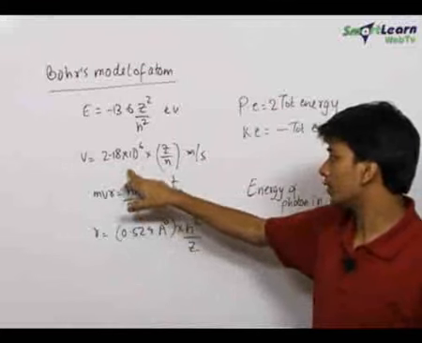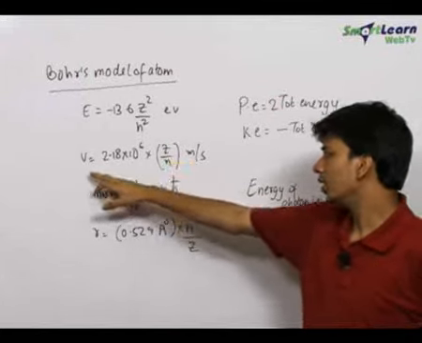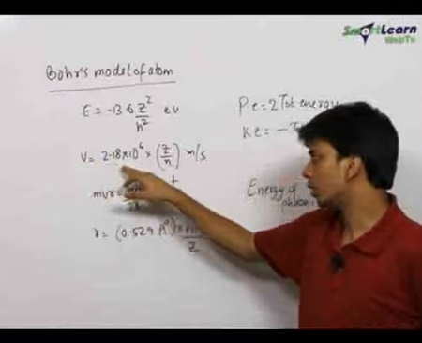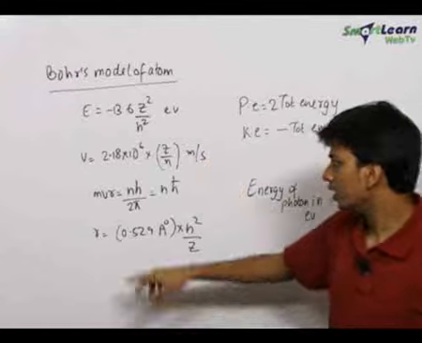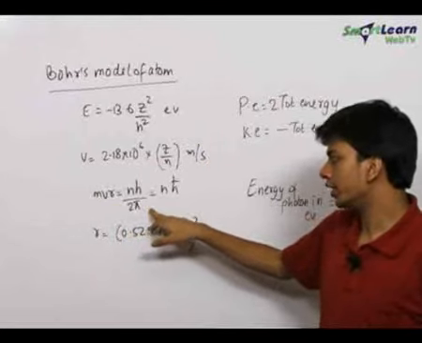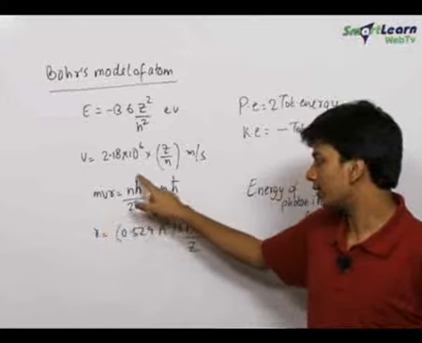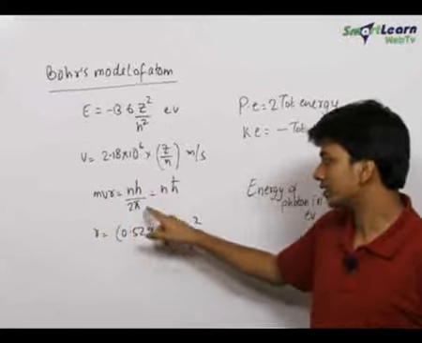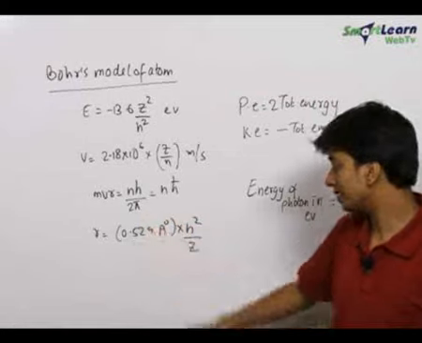This is the velocity of the electron in the nth orbit. This Z is again the atomic number. You must also remember this formula that v is equal to 2.18 into 10 raised to 6 into Z upon n meters per second. mvr is equal to nh upon 2 pi, as we already know. This is the angular momentum of the electron in the nth orbit, and that is equal to nh upon 2 pi. That is, the angular momentum is always quantized.